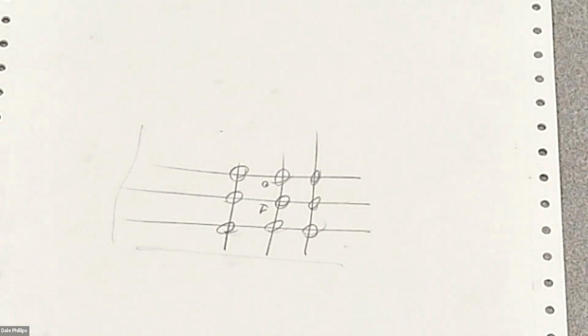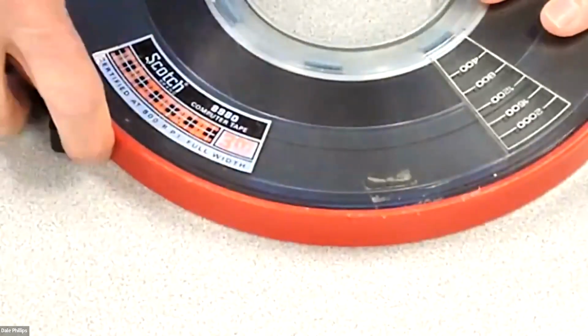Once they realized that they could use magnetism to store ones and zeros, that's when things got started. That's when things went nuts. Okay. Things started going really, really crazy. In the beginning, before hard drives, we had tape.